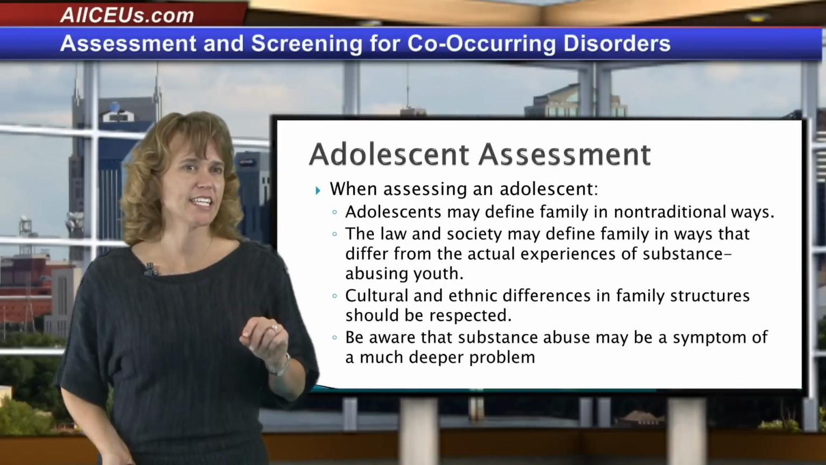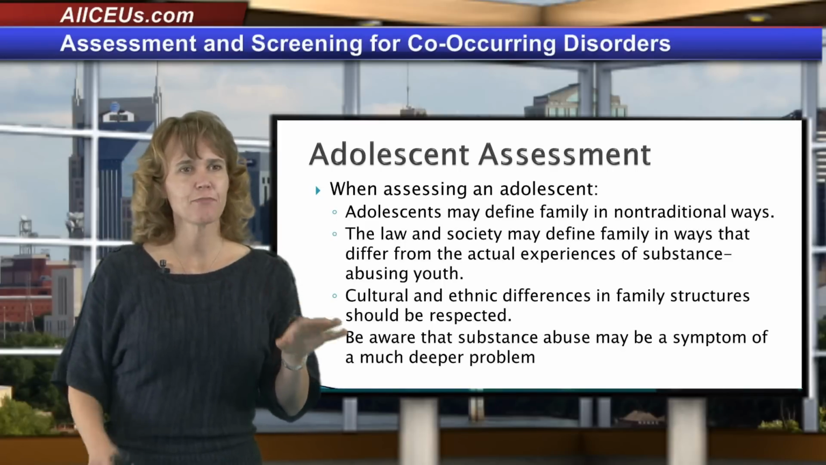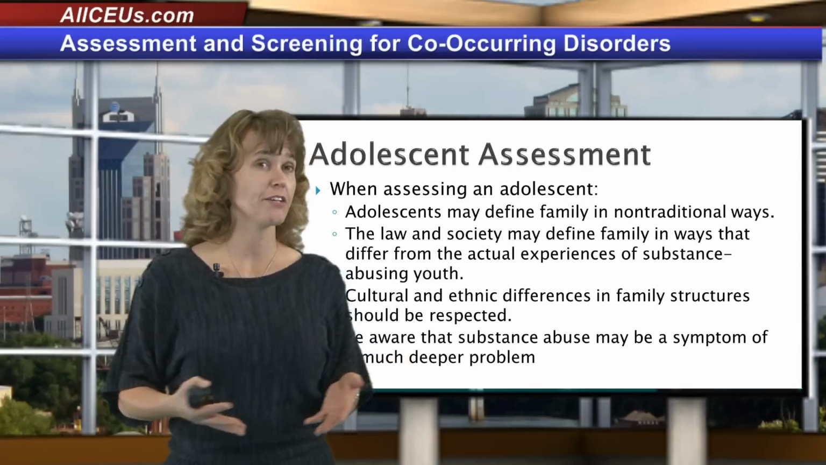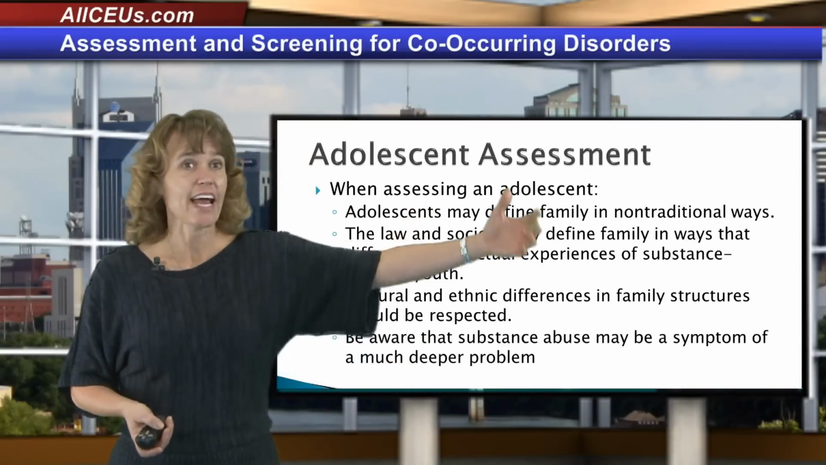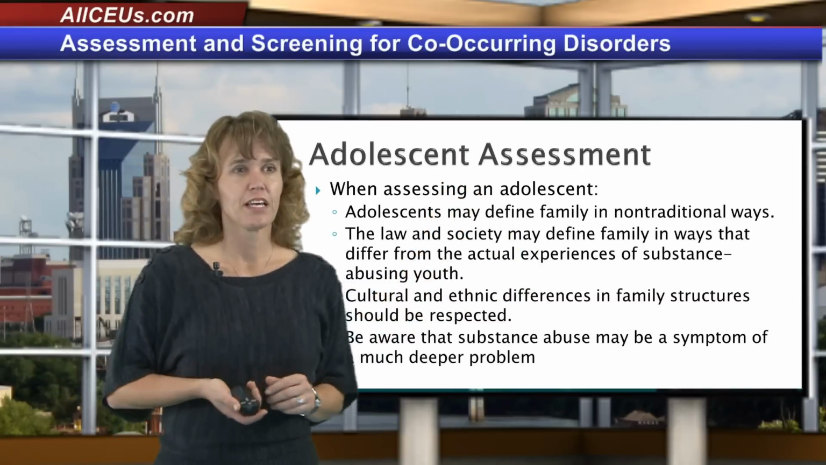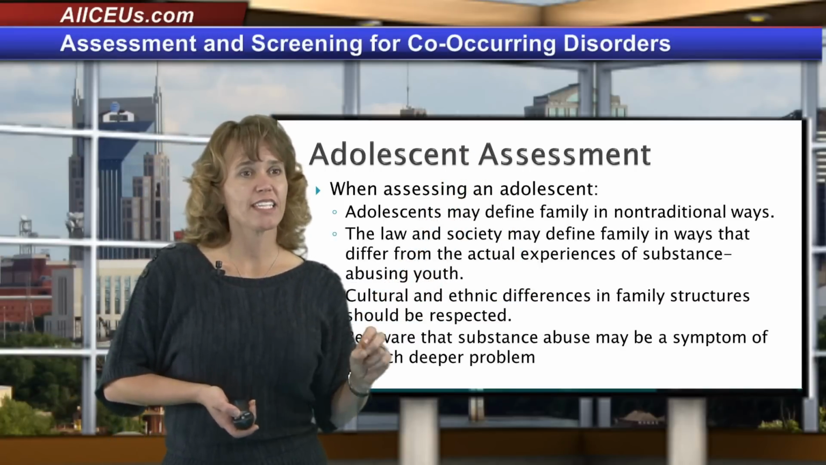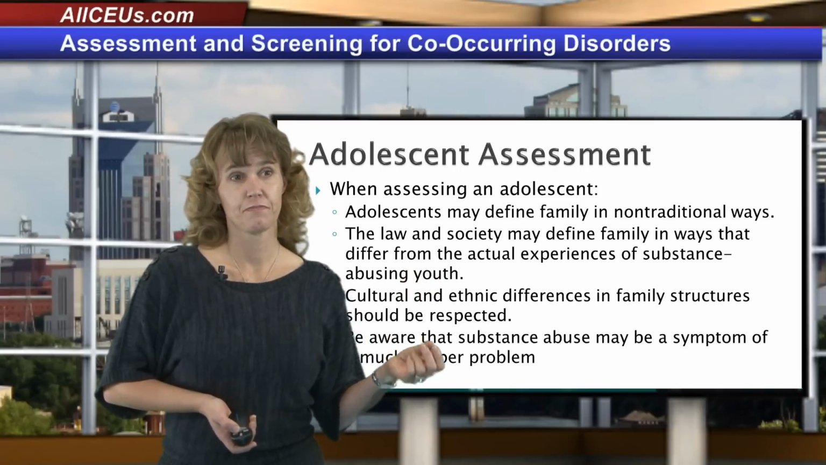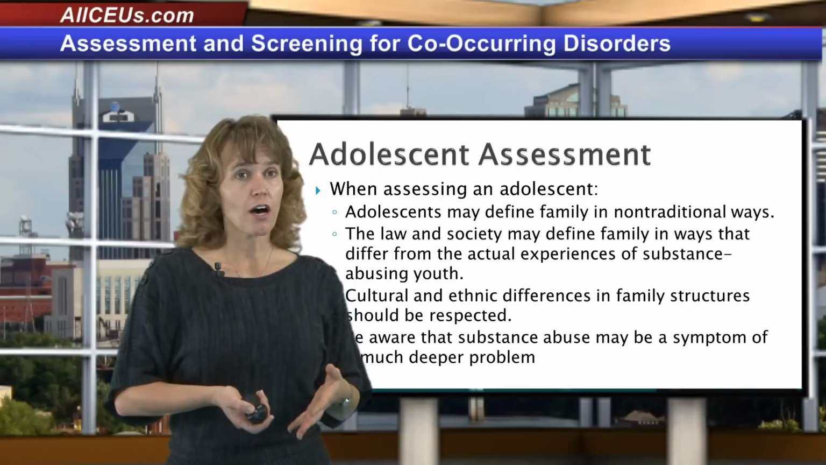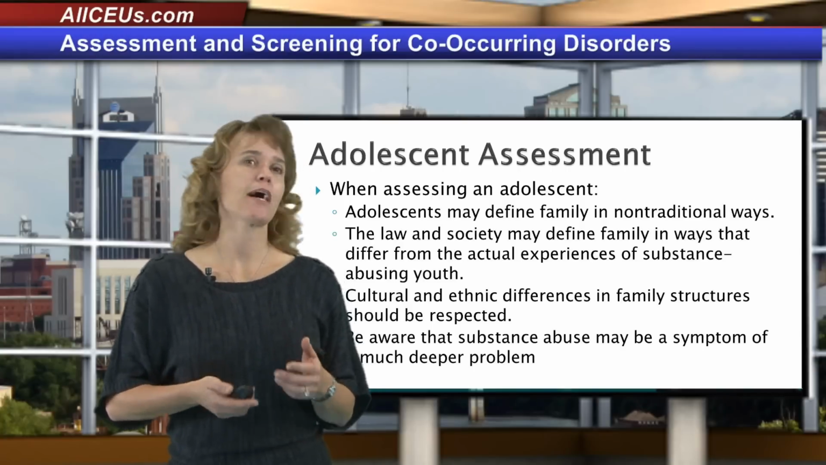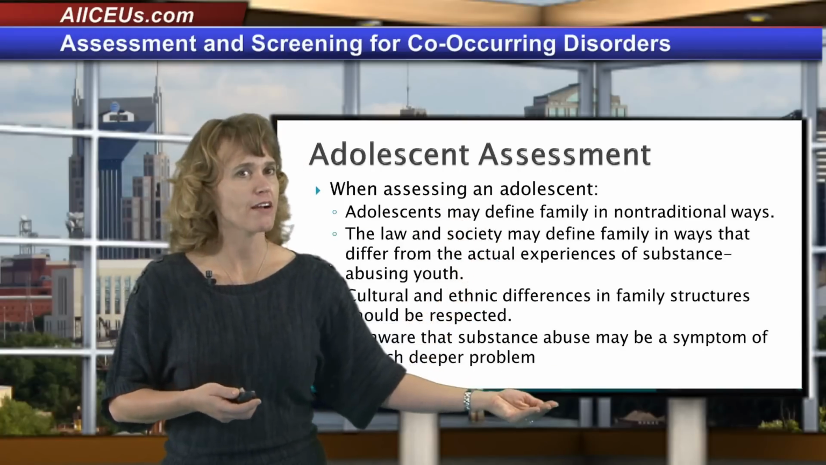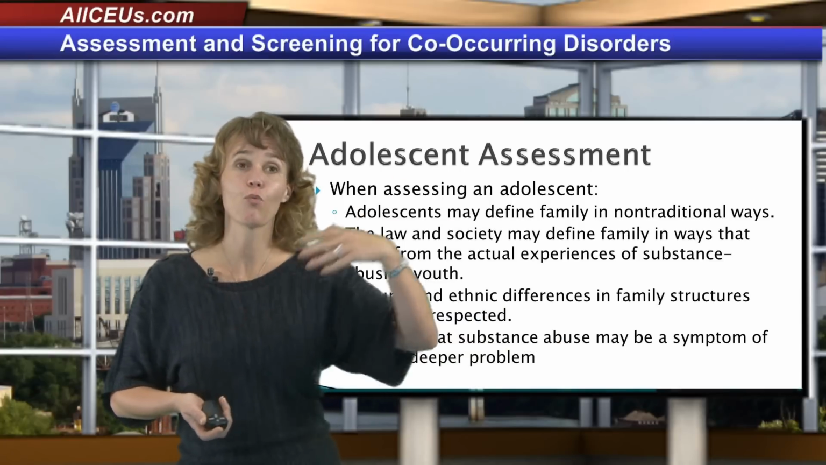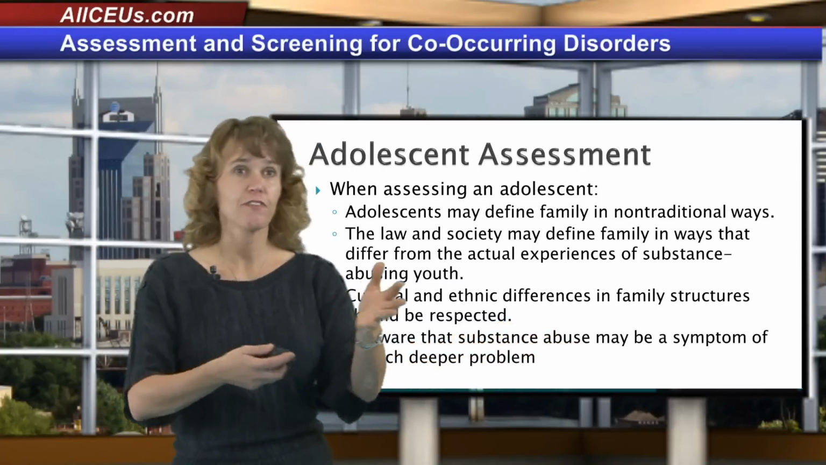When assessing an adolescent, it's important to remember that adolescents may define family in non-traditional ways. Could be their friends, it could be their peer group, it could be the gang that they run with. The law and society may define family in ways that differ from the actual experiences of substance abusing youth. The law is important because sometimes you have to inform parents when someone under the age of 18 comes to seek services. If they don't want their biological parents informed, you've got a bit of a quandary.